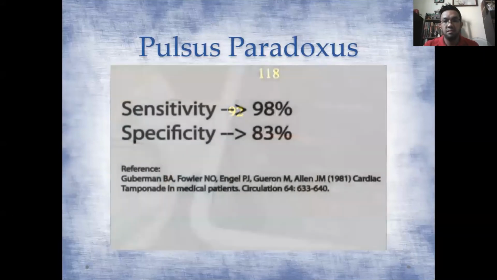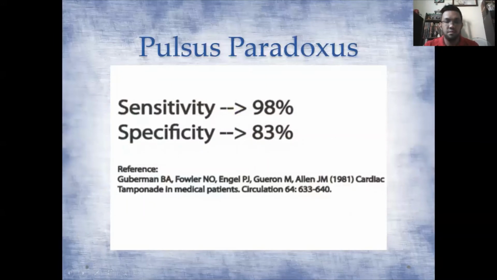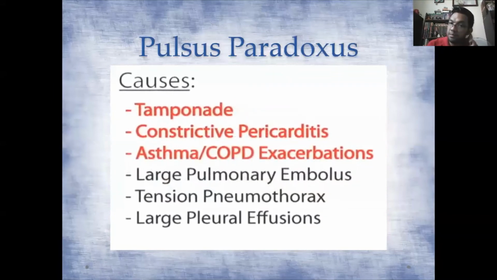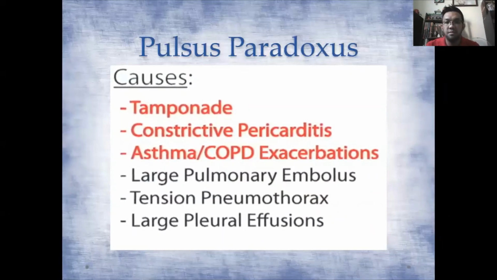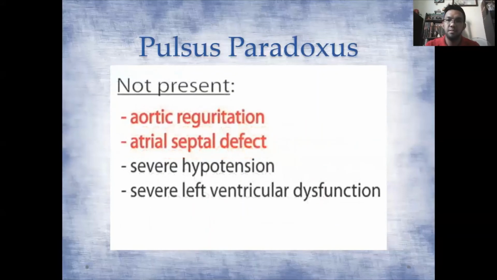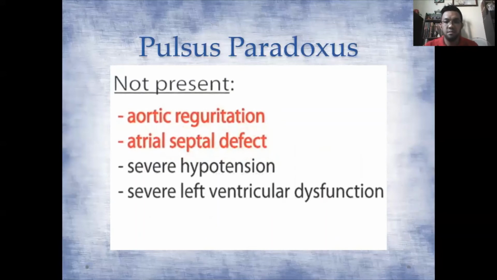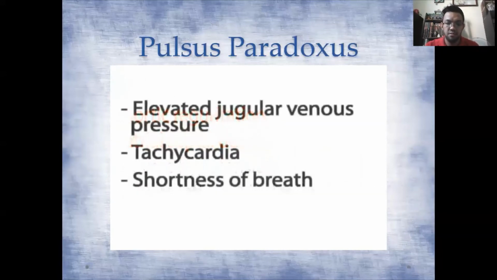Pulsus paradoxus can be a valuable clinical tool and has been shown to have a sensitivity of 98% and a specificity of 83% in predicting cardiovascular compromise. Along with tamponade, pulsus paradoxus can be seen in some patients with constrictive pericarditis, during asthma or COPD exacerbations, and less commonly in other clinical scenarios. Importantly, pulsus paradoxus may not be present despite a patient being in cardiac tamponade in certain situations such as aortic regurgitation and atrial septal defect.